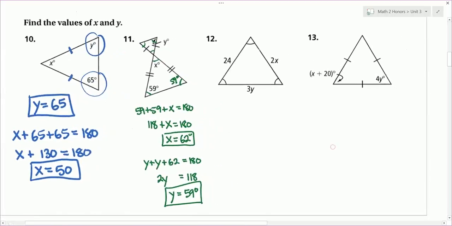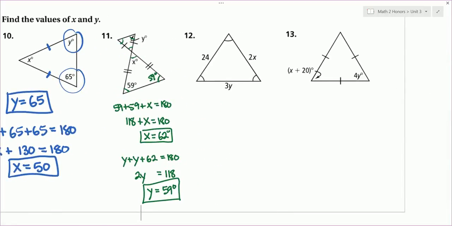On number 12, notice all three angles are congruent, and so this is an equilateral triangle, meaning all three sides are equal. And so each side length is going to be 24. So we could say 2x is equal to 24, giving us x is 12. Also, 3y is equal to 24, giving us y equals 8.